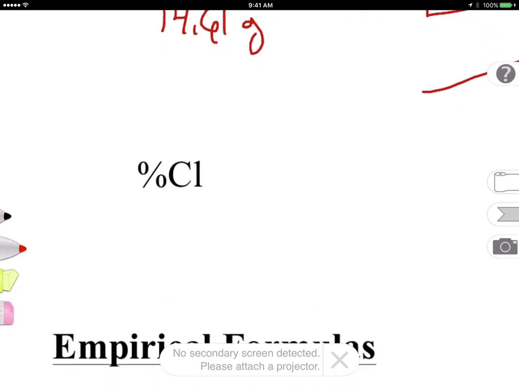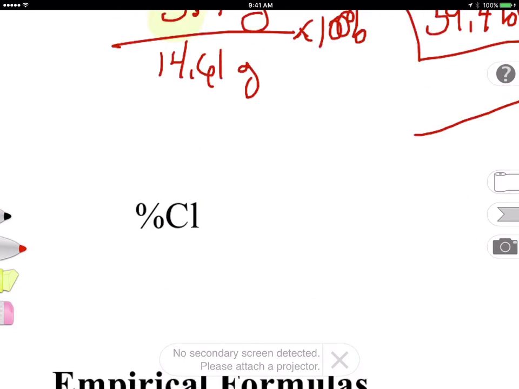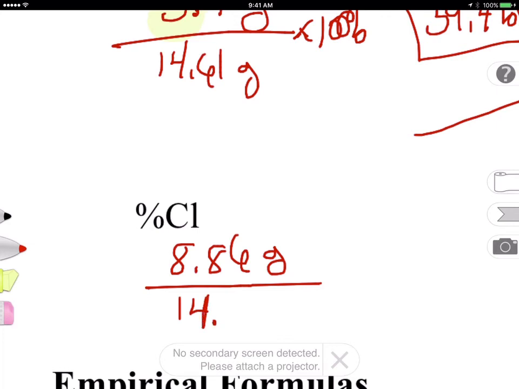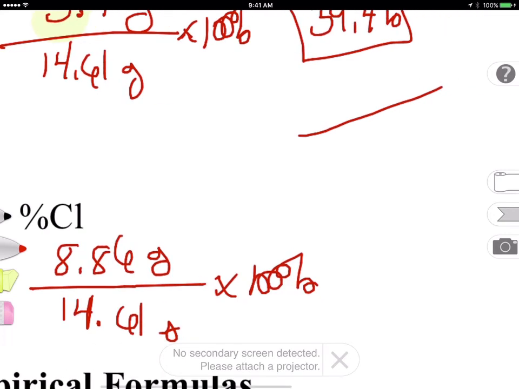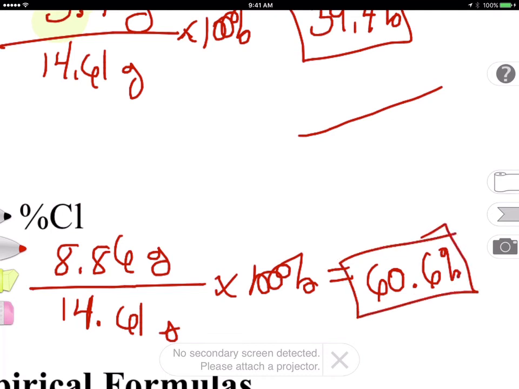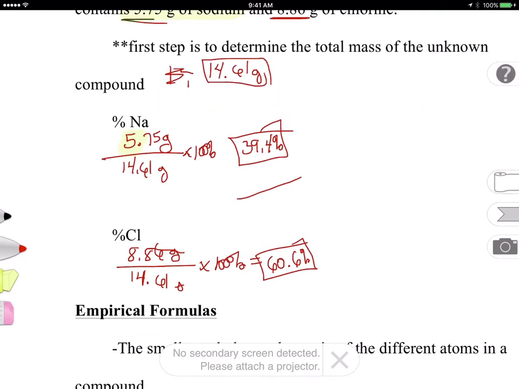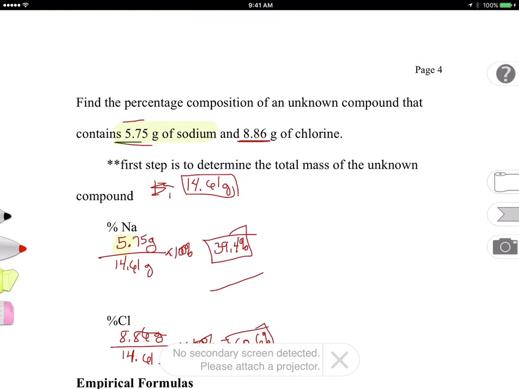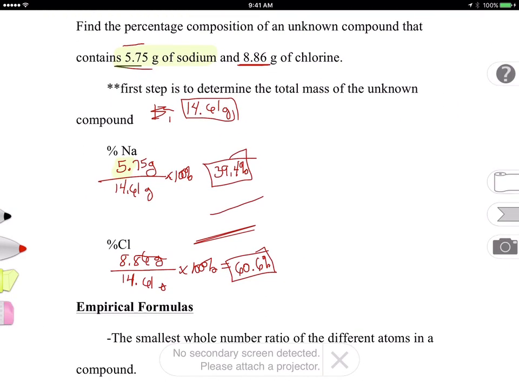Then, for my percent chlorine, do the same thing. Take the number from up above, 8.86 grams, divided by the total, 14.61 grams, again times by 100%, and we're going to get 60.6%, and that is going to do it for today for notes, and then you'll have some worksheet, and we'll also do a lab with percent composition, and that takes care of everything.